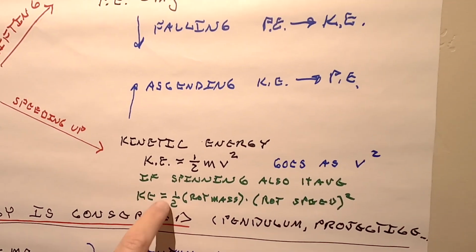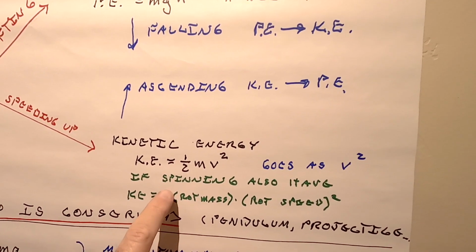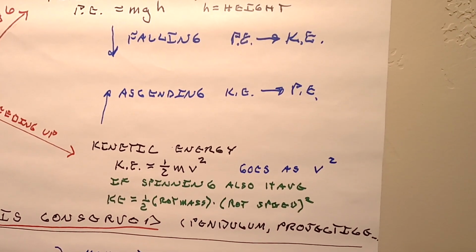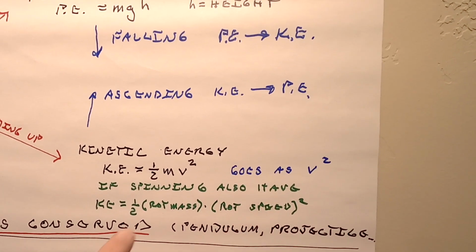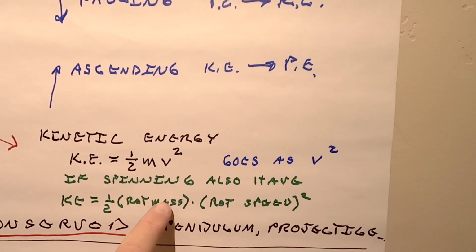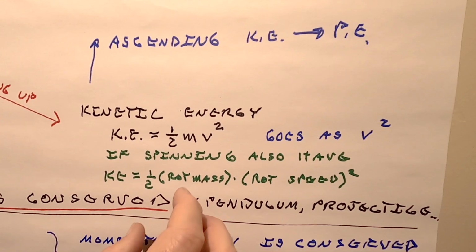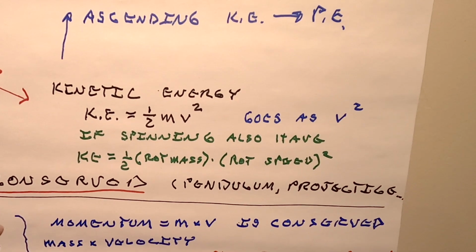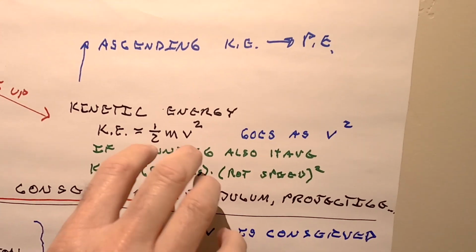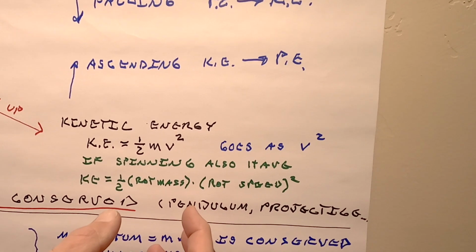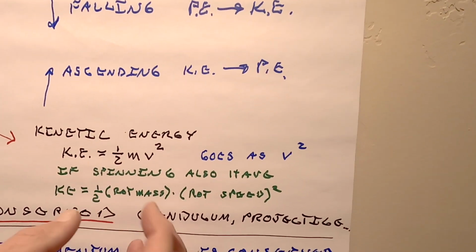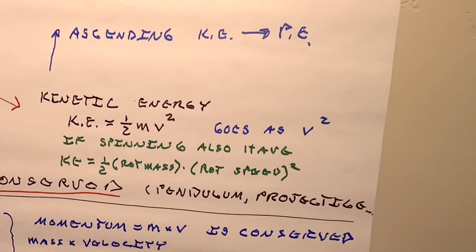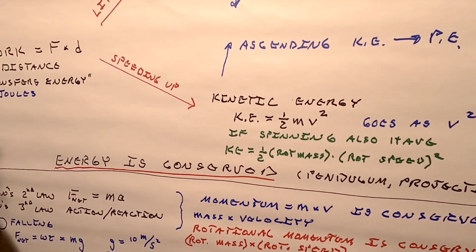You have kinetic energy due to spinning, which we said the equation is the same, except instead of m, it's rotational mass. And instead of speed, it's rotational speed. Remember, rotational mass depended on how far out the mass was from the center of the axis of rotation. So we said a hoop had the largest rotational mass, and the disk had the medium amount of rotational mass, and the solid sphere had the least. Okay, so there is energy conservation.